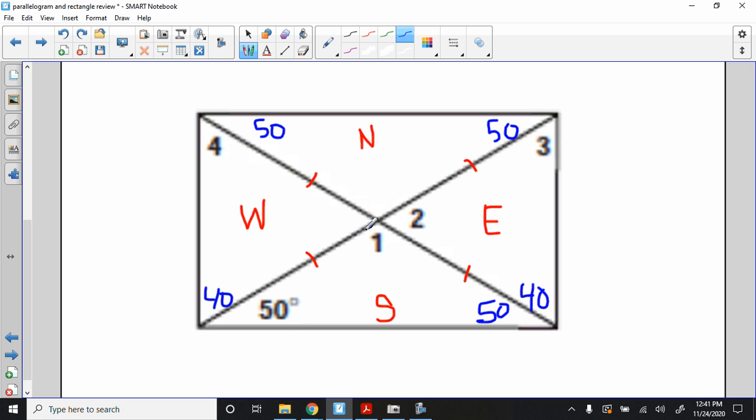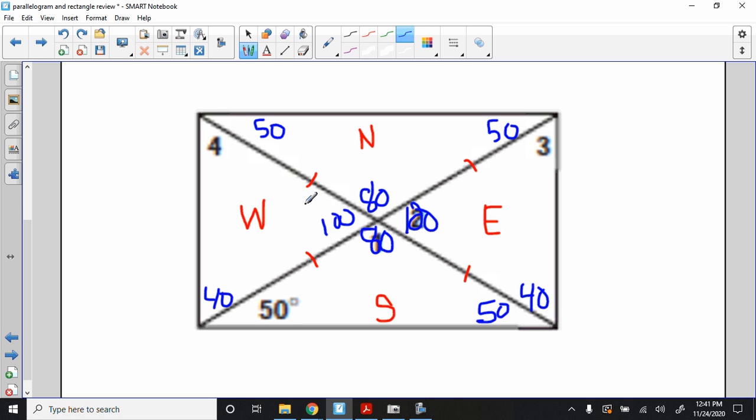Now, how can I get inside the middle here? Remember, these are triangles. Inside this triangle, I have 50 and 50, which is 100. This has to be 80 to make it 180. And if I do a linear pair here, that means this is 100 with this half circle in here. Okay, so now this is vertical, so that's 80. This is vertical, that's 100.